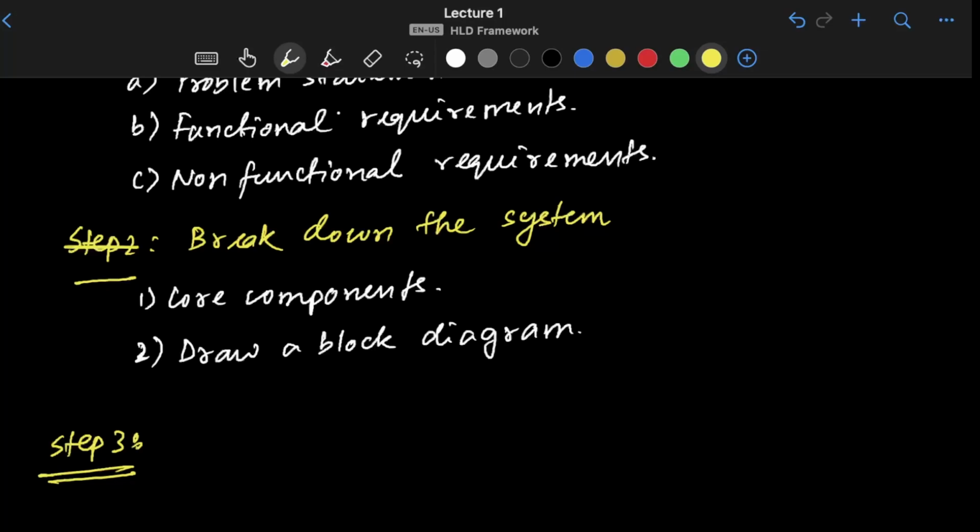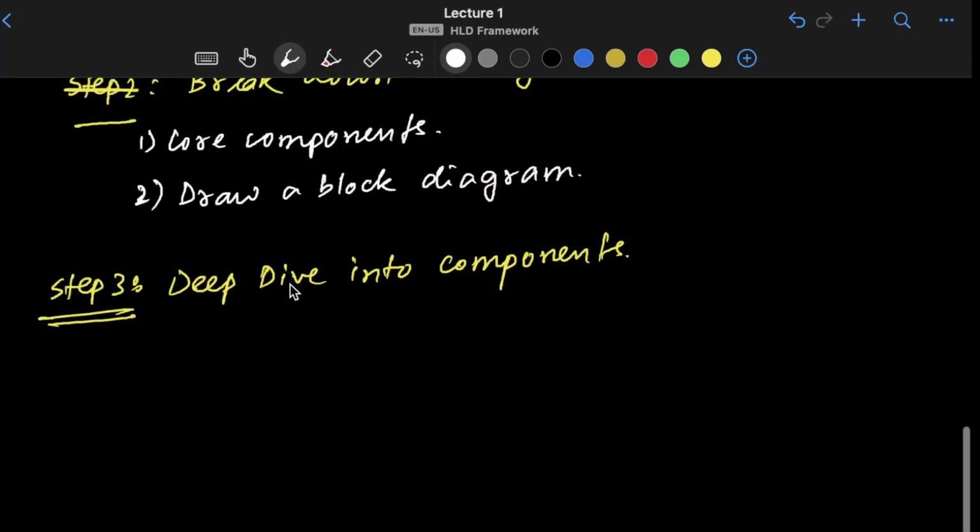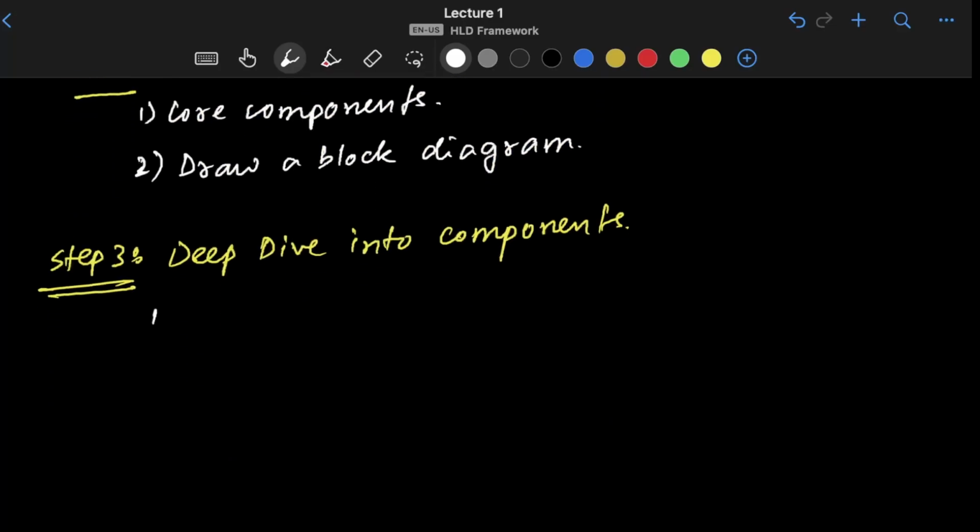But since we are discussing in a generic perspective, we will be looking into all the components. So now we dive deep into the components. What we explain, or what we are expecting from this step is, first we will be discussing what is the need or purpose of each of the components.